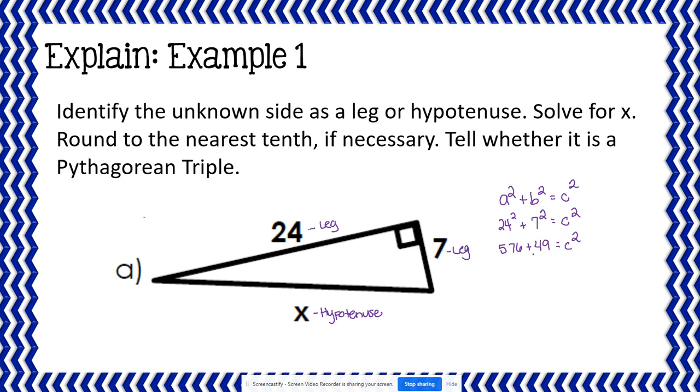Well, then I would solve 576 plus 49, which is 625. So I know that 625 is equal to c squared. Remember, if I want to find the value of c, and c is being raised to the second power, I would need to take the square root of both sides of this equation. The square root of 625 is 25, and the square root of c squared is c. So that means that the value of this is 25. Since I have all whole numbers for these, I know that 7, 24, and 25 is a Pythagorean triple.